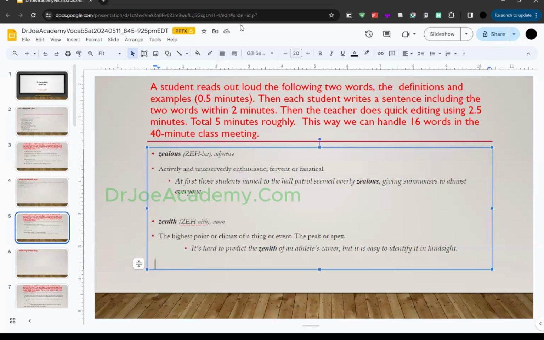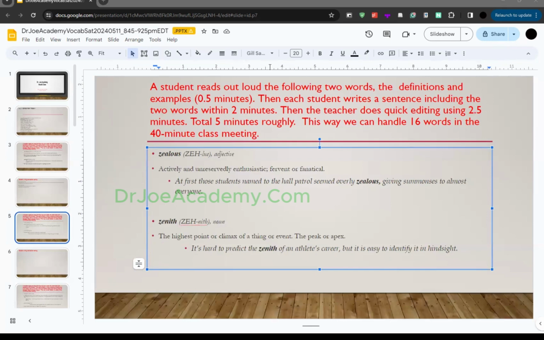Our next word here is zenith. So, Alina, do you want to try reading the definition and example sentence for this word?